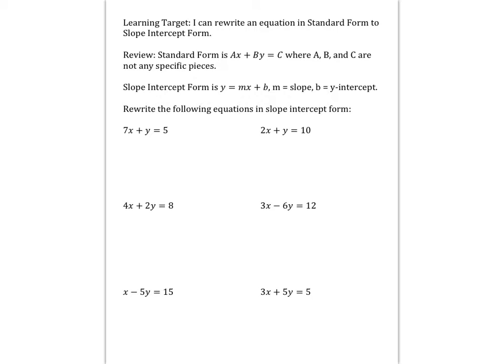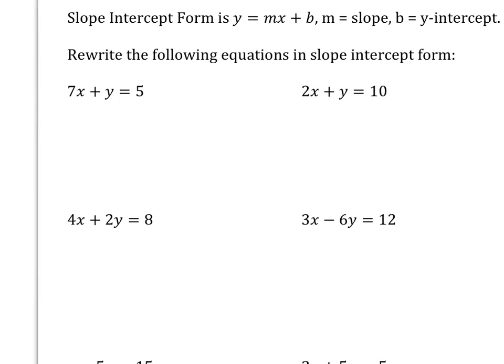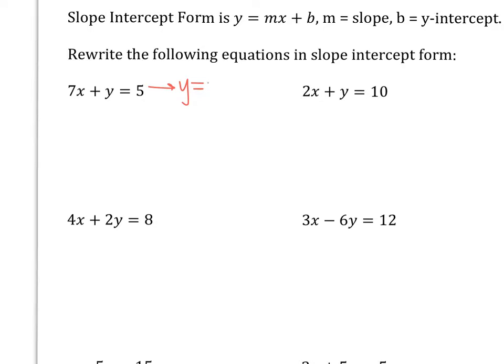Slope-intercept form, to remind you, is y equals mx plus b, where m represents the slope and b represents the y-intercept. So we are going to practice rewriting the following equations from standard form to slope-intercept form. So let's take a look here at the first example. So I want to get this equation here to y equals mx plus b. So I essentially want to solve for the variable y.